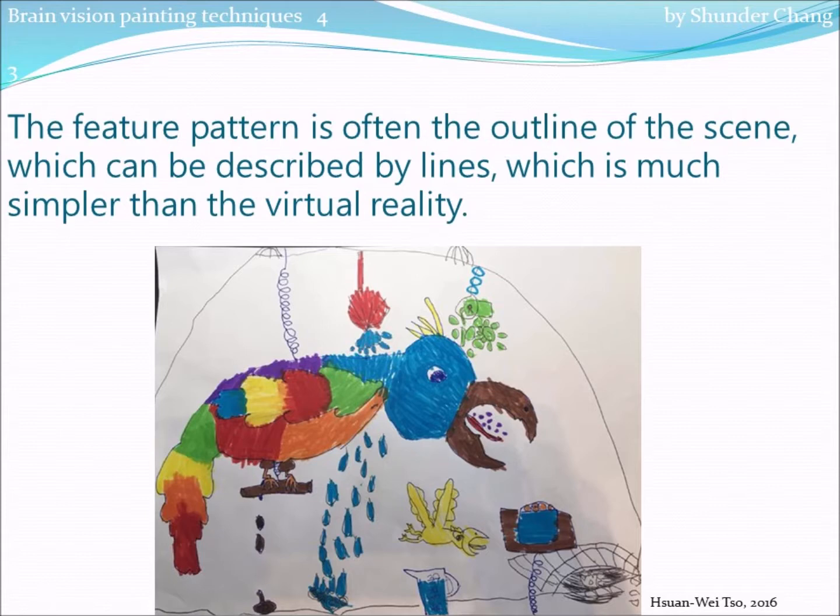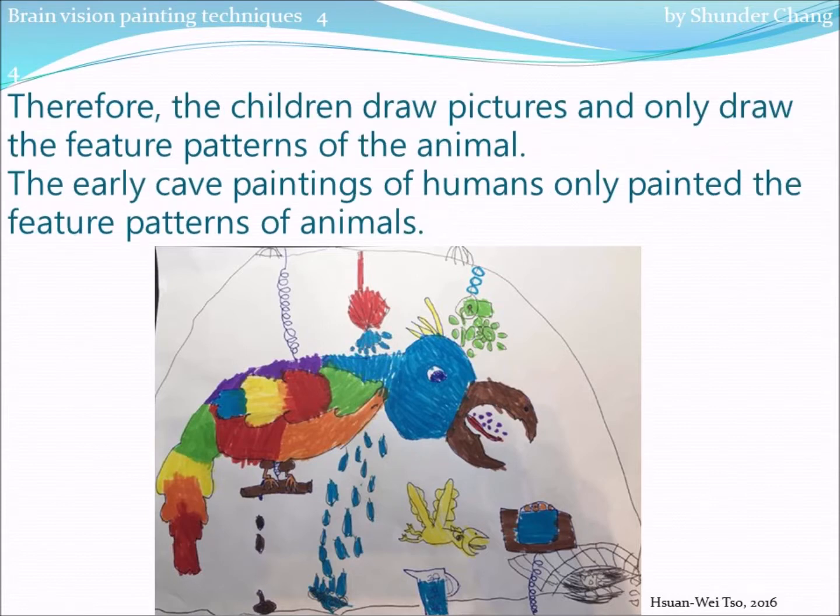simpler than the virtual reality. Therefore, the children draw pictures and only draw the feature patterns of the animal. The early cave paintings of humans only painted the feature patterns of animals.